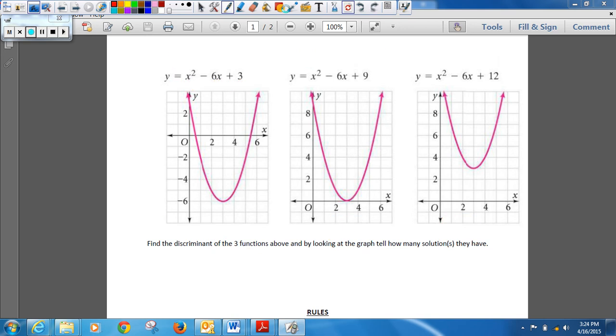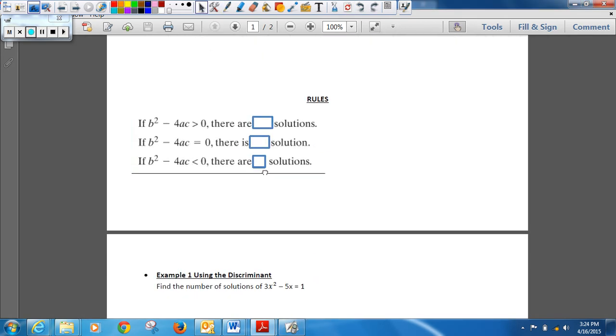So our rules are summed up down below. If the discriminant, b squared minus 4ac, is greater than 0, so that means if it is positive, there are 2 solutions. If the discriminant is equal to 0, there is 1 solution. And finally, if the discriminant is less than 0, which means it's negative, there are no solutions. So you need to remember those rules.